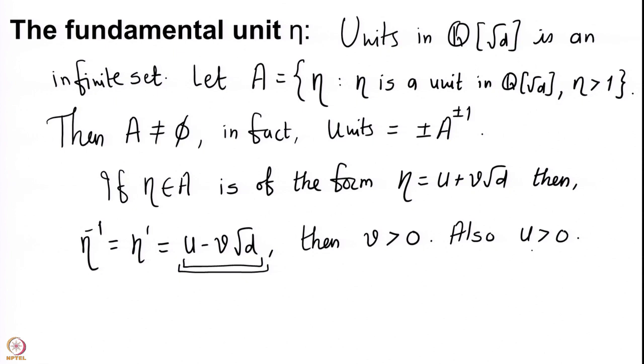If you have U equal to 0, your unit looks like V into root D, and to have V root D be a unit in the algebraic integers, you would have that the norm is equal to plus minus 1, that tells you that minus D V square is plus minus 1. And these can happen. If your D is positive, then minus D V square can be negative, and so only for D equal to 1 you have a possibility of having a solution, but 1 is not considered a square free integer. We are not considering D equal to 1. So, therefore, U equal to 0 is not a possibility.